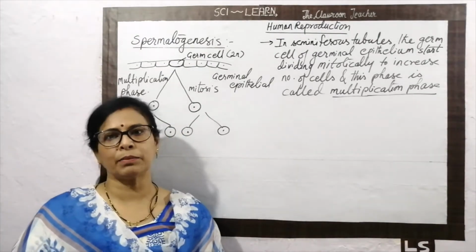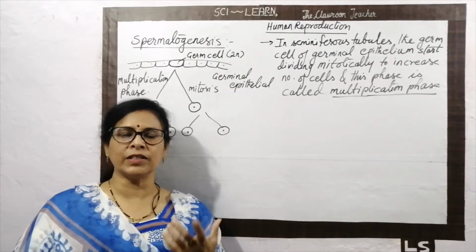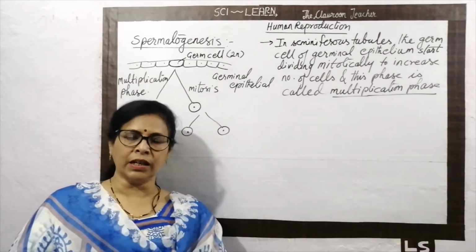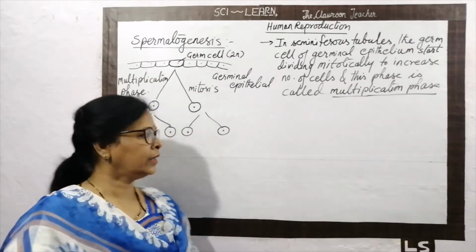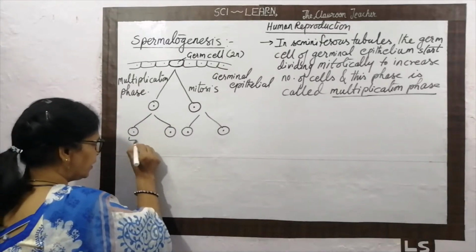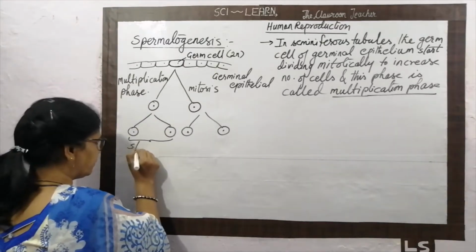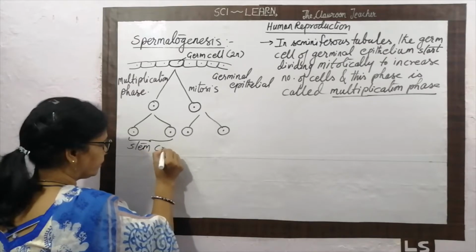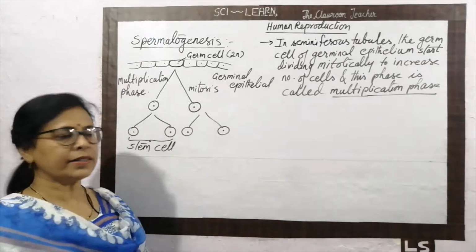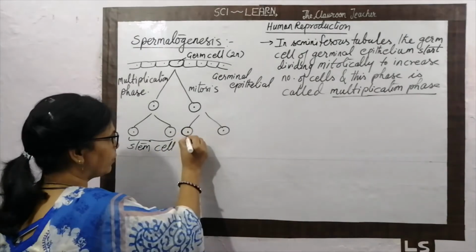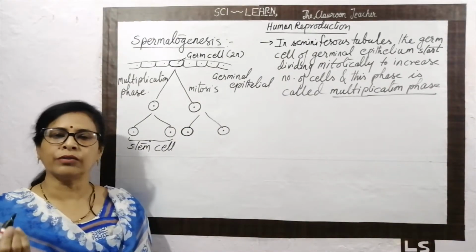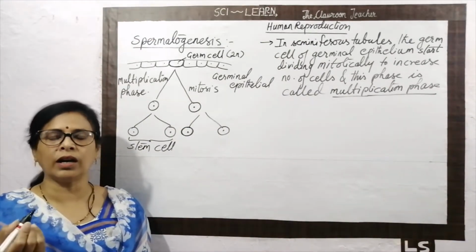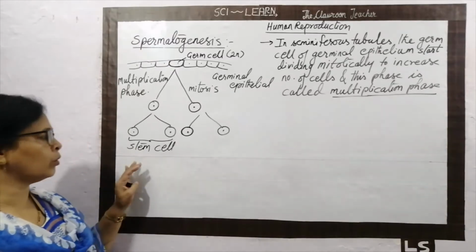What happens after this multiplication phase? Of the cells which are divided, only one cell goes on for the further process. So what about the rest of the cells? The cells which remain here are called stem cells. Let us suppose this one cell goes on to the further process, and what is the next stage? That is called the growth phase. Now what is the role of the stem cell?